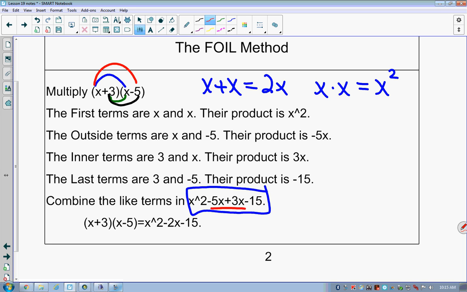They're like terms, so all I'm doing is adding or subtracting the coefficients of those. So negative 5 plus 3 is negative 2x. We're not multiplying anything there. So I wind up with a final answer of x squared minus 2x minus 15 when multiplying polynomials. Okay, are we familiar with this? We've done this before. Right, okay.